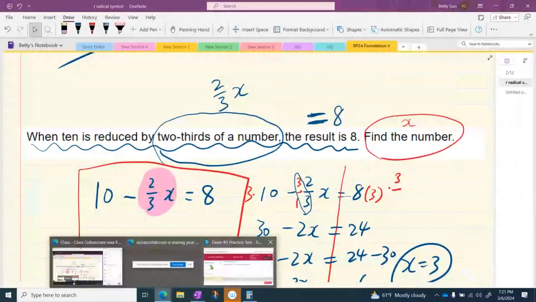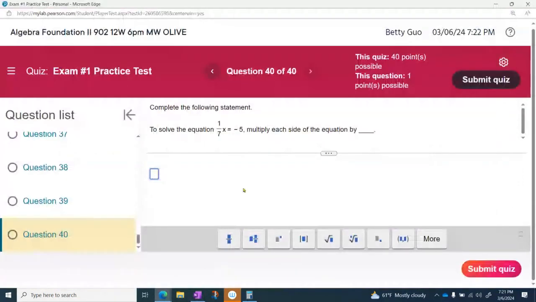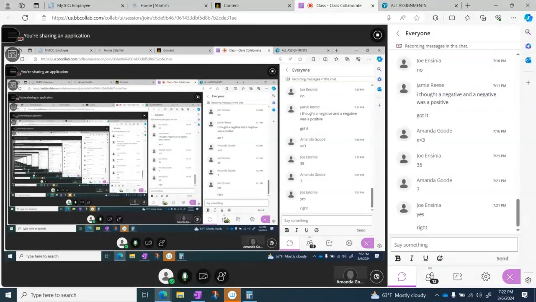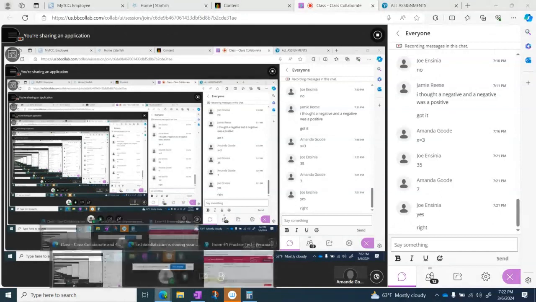Remember, there's a sentence I made you include in your notebook. When the coefficient of the variable x is a fraction, instead of dividing, we multiply each side of the equation by the reciprocal of the coefficient. The coefficient is 1 over 7. The reciprocal is 7 over 1, or just 7. Technically, Joe, 35 works as well, but you don't get a point because the system is expecting you to enter 7. Very good.